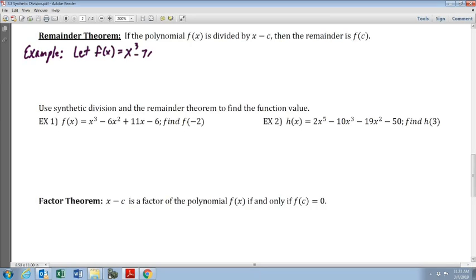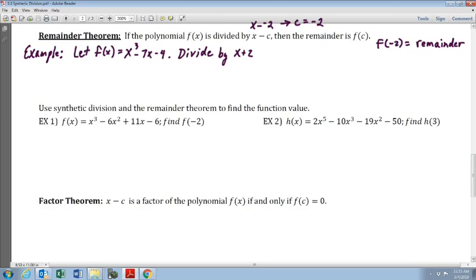So in example 4, we had the polynomial x cubed minus 7x minus 4. That was on the previous page. And we divided by x plus 2. So notice here, this is of the form x minus c, where c would be negative 2. So we have exactly the condition here. If the polynomial, this is our f, is divided by x minus c, in our case it's x plus 2, then the claim is that the remainder will be f of c, or in our case, the remainder is going to equal f of negative 2.